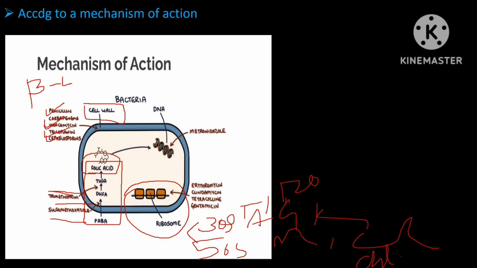Next, the antibiotics which inhibit DNA synthesis. The first is metronidazole, and another is the fluoroquinolones. These antibiotics inhibit DNA synthesis by inhibiting two enzymes, topoisomerase II and IV, which we can also call the DNA gyrase enzymes. The fluoroquinolones inhibit DNA synthesis by inhibiting the DNA gyrase enzymes.